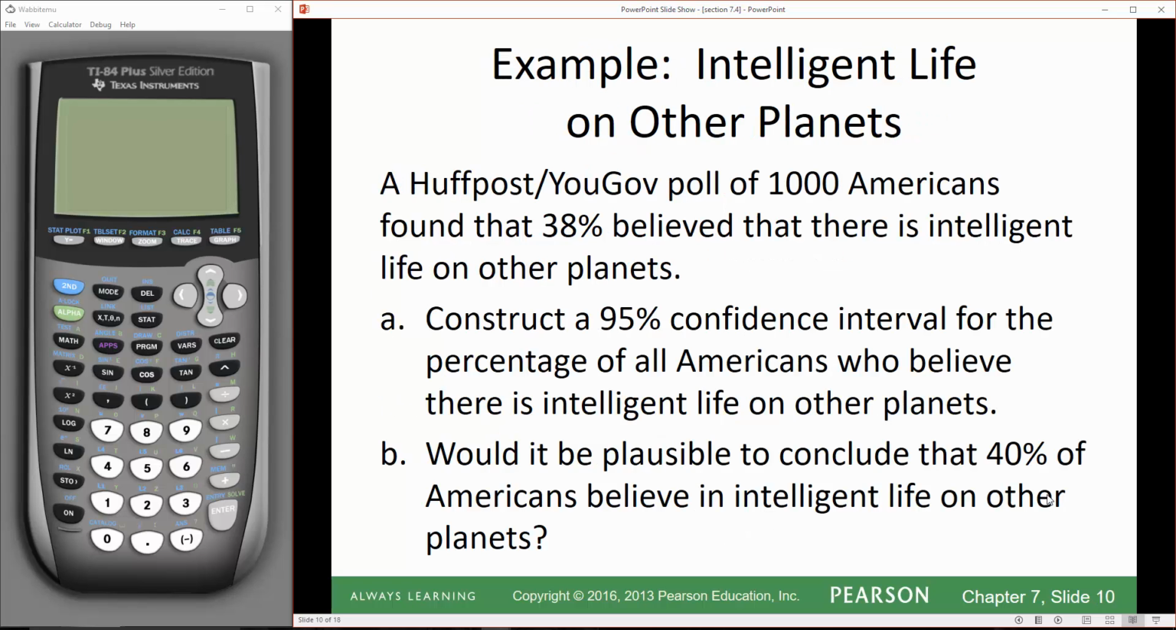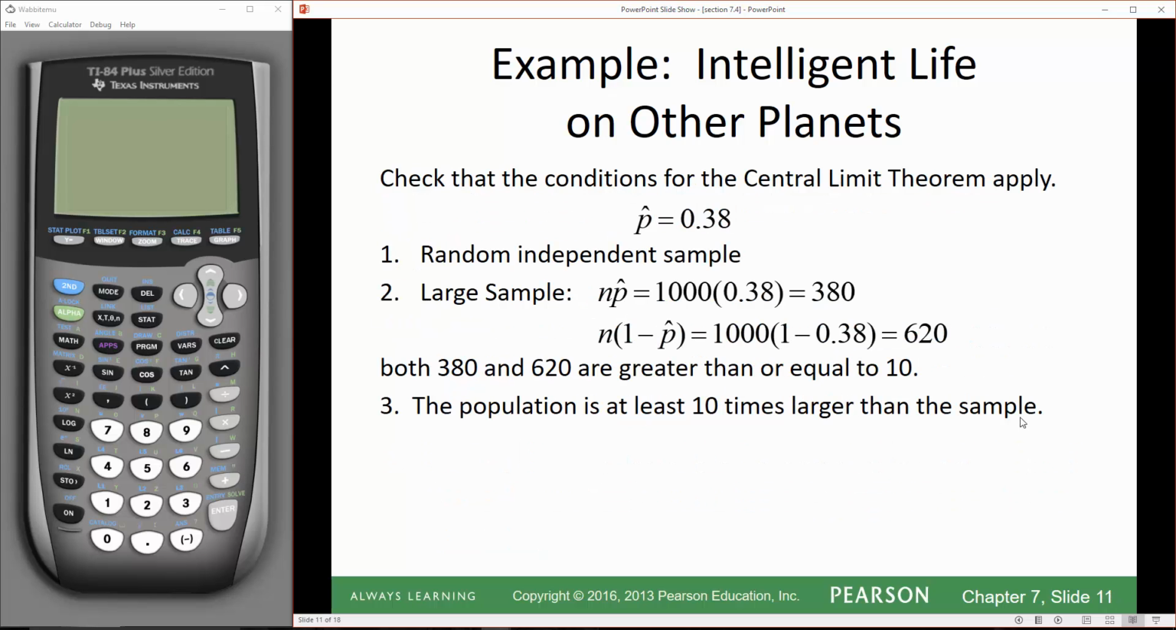So here's an example. It's titled Intelligent Life on Other Planets. A Huffington Post YouGov poll of 1,000 Americans found that 38% believe that there is intelligent life on other planets. So we want to construct a 95% confidence interval for the percentage of all Americans who believe there's intelligent life on other planets. And B, would it be possible to conclude that 40% of Americans believe in intelligent life on other planets? So we need to check the conditions of the central limit theorem still.